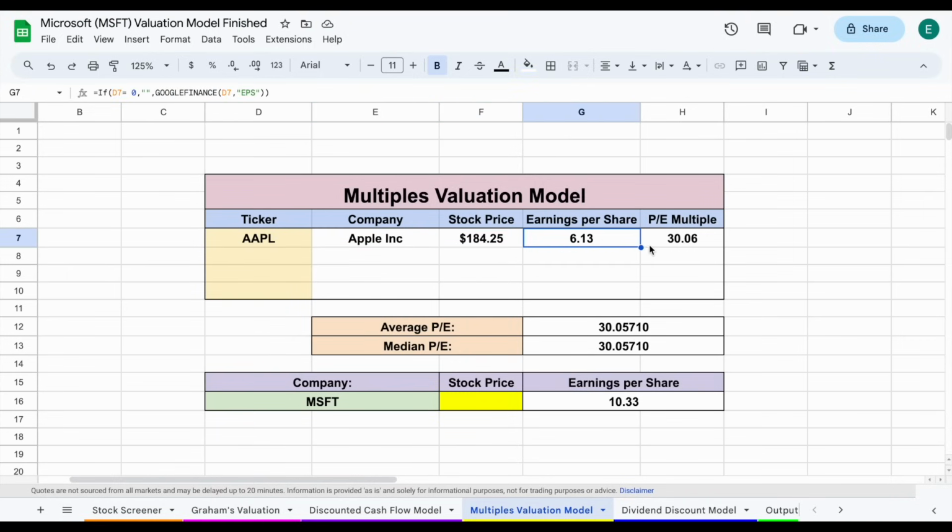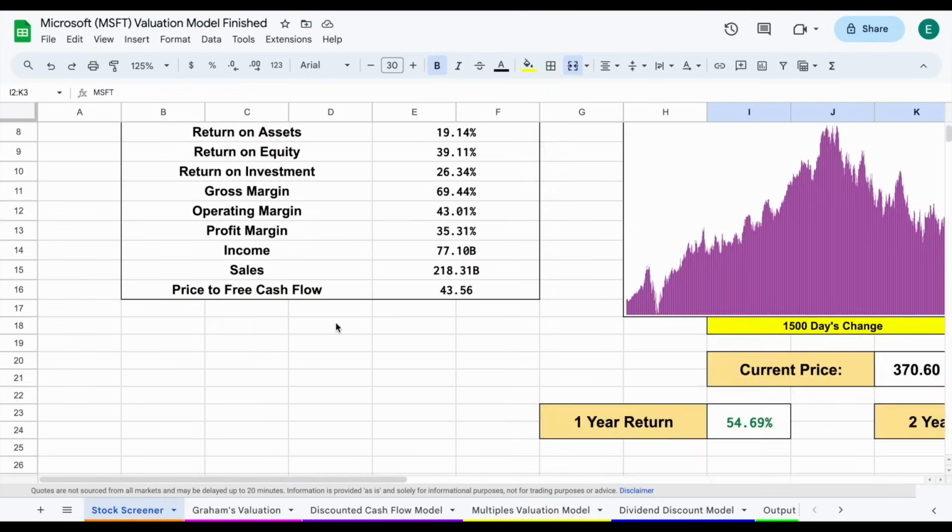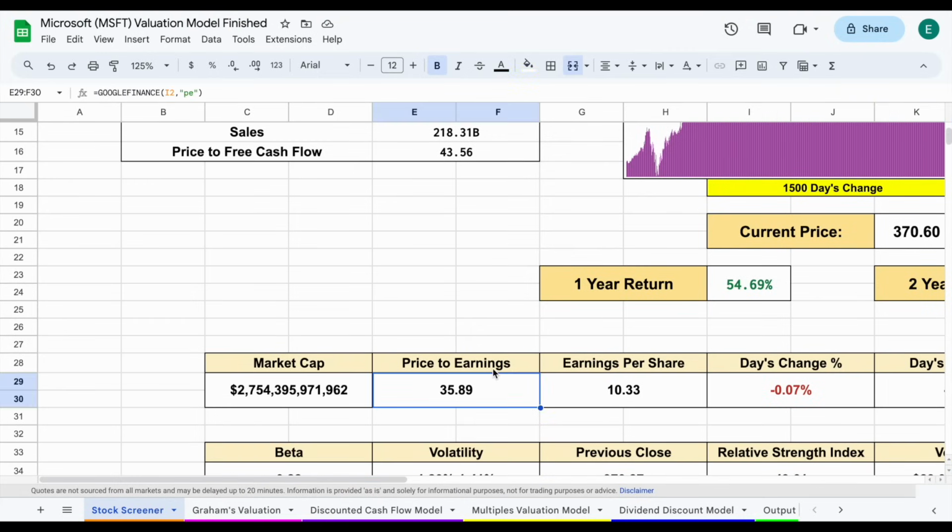And then the price to earnings multiple. Really, the price to earnings multiple is just the stock price divided by the earnings per share. So again, Apple has a price to earnings multiple of 30.06. If we jump back over to our stock screener, we can see Microsoft's price to earnings sitting at 35.89.